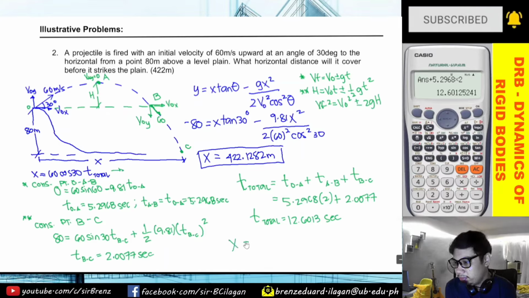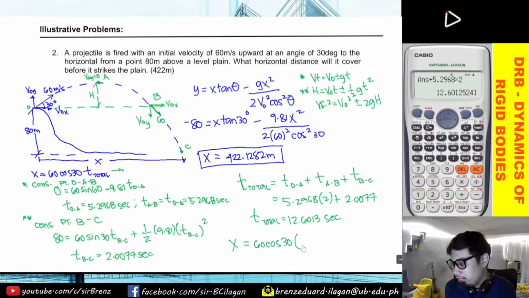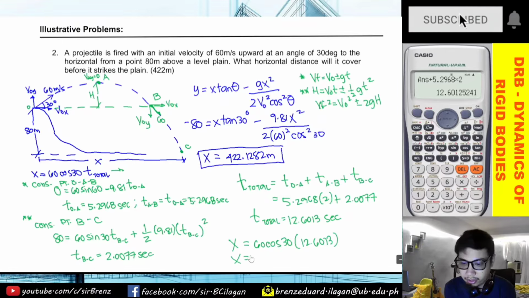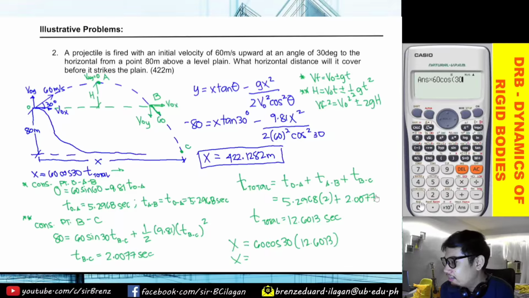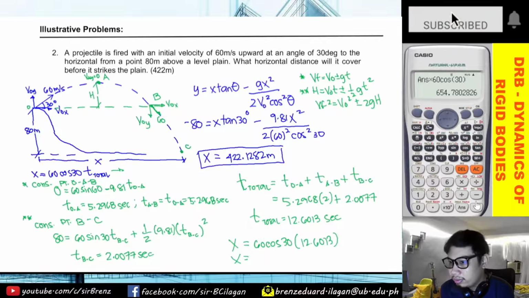So, x will be equals lang sa 60 cosine 30 and then multiply by 12.6013. So, what is the value of your x? Wala daw value si x. 60 cosine 30. No.